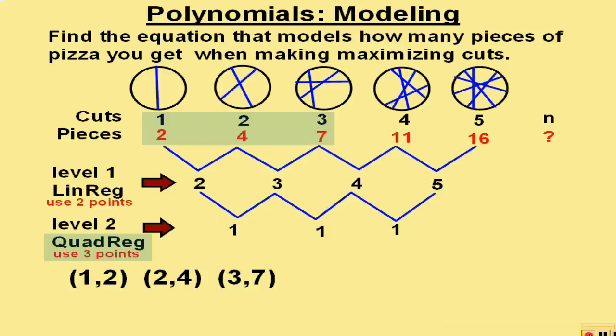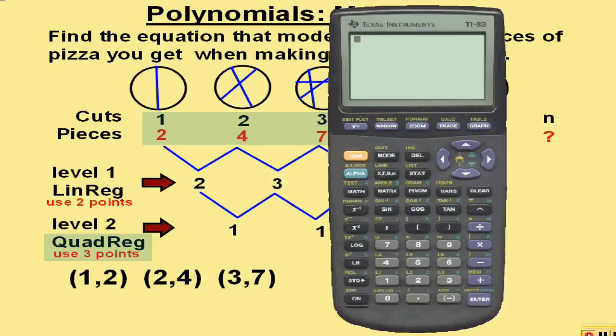To find this equation, we will use the calculator. The first thing we do in our calculator is we hit the Stat button, and we are going to edit our points, so we will hit Enter. In list 1, we will put the x values, or 1, 2, and 3. We then move to list 2 and put the y values in of 2, 4, and 7.